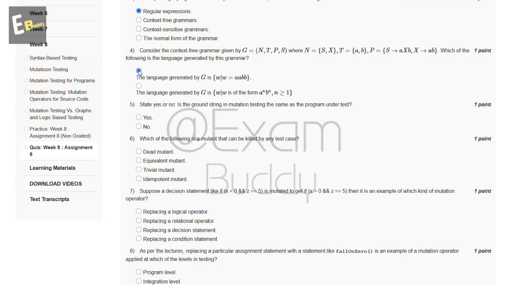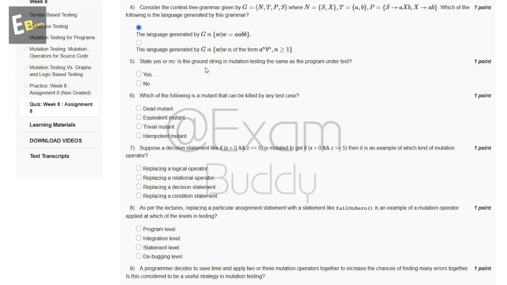Now the fifth question is, state yes or no. Is the ground string in mutation testing the same as the program under test? Yes or no? So the answer to our fifth question is yes.